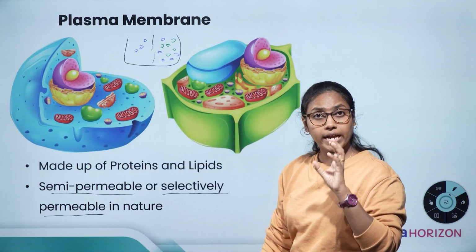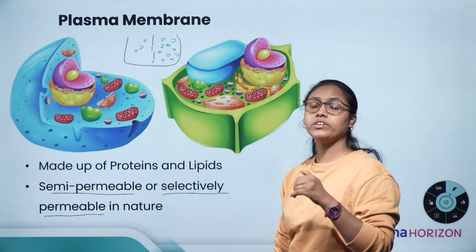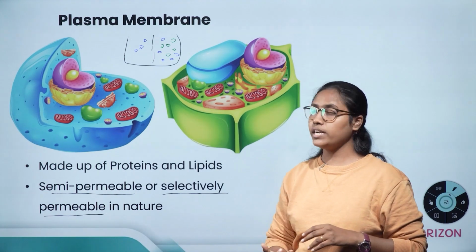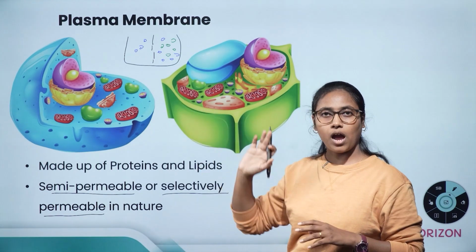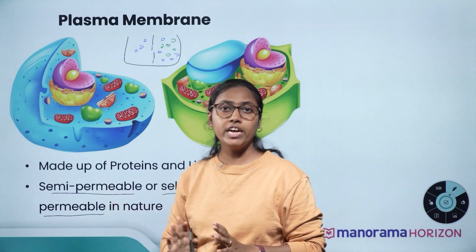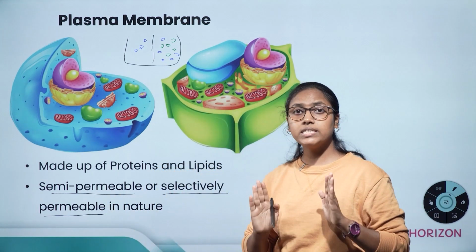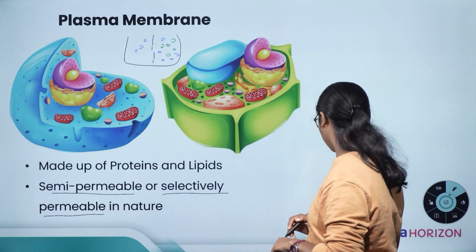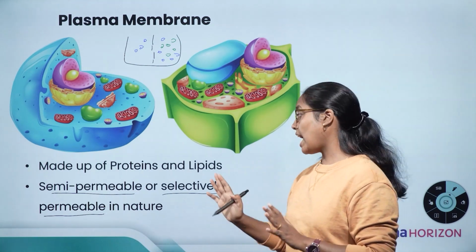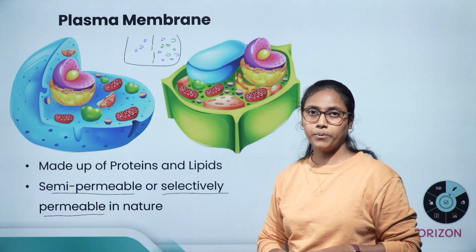So only the substances that are required by the cell are sent in and out. Hence the term selectively permeable. So the cell membrane is selectively permeable. You have to remember it is made up of protein and lipids and it is selectively permeable.